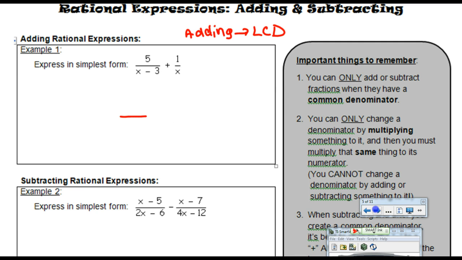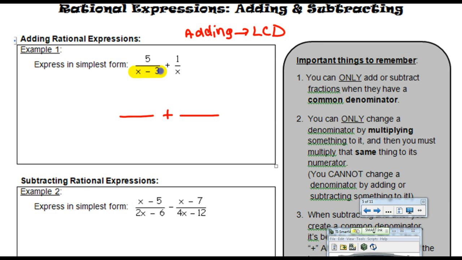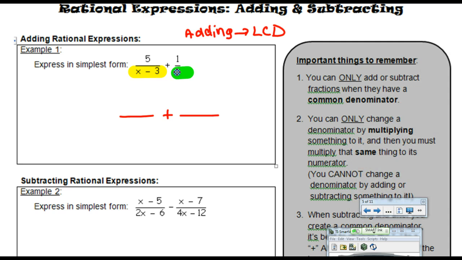All right, so how do we change it? Well, if I look at x minus 3, I can't factor it, so that's the only factor I have. And if I look at x, there is nothing I can do to multiply to get an x to become an x minus 3. So therefore, if worst comes to worst, a common denominator can always be made by multiplying the two denominators together. So if I multiply the x with the x minus 3, I will then have a common denominator.